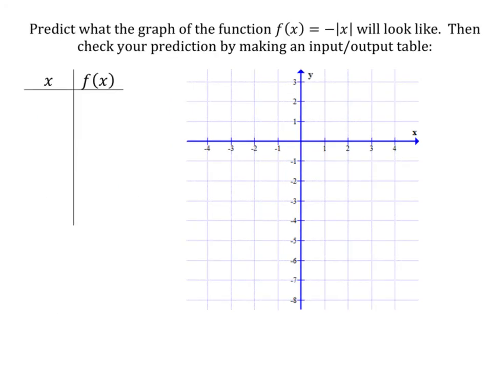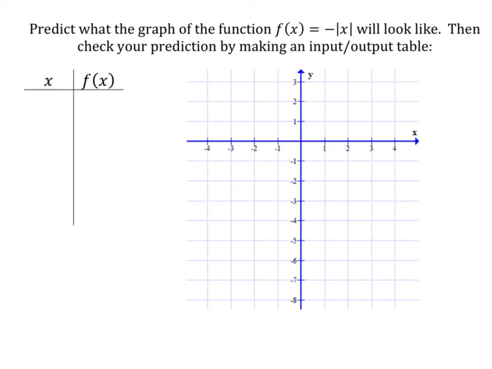So the last thing I want you to do in this video is I want you to predict what the graph of the function f of x equals negative absolute value of x will look like, and then check that prediction by making an input-output table. Okay? So pause the video and do that now.